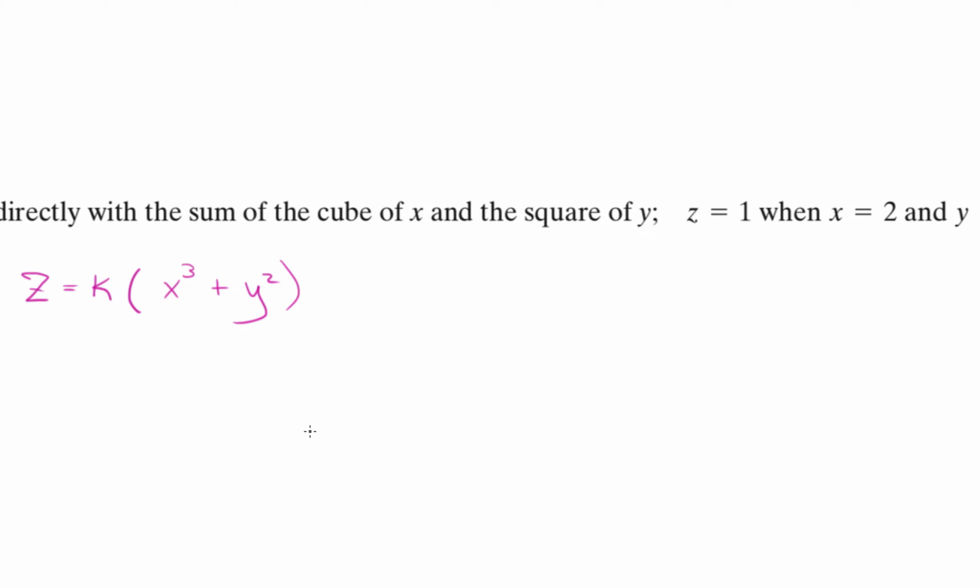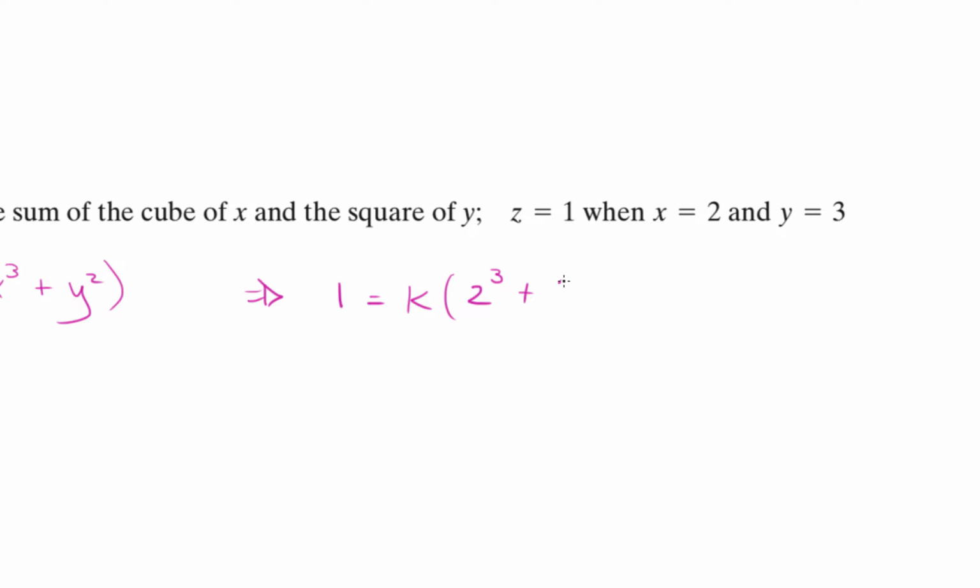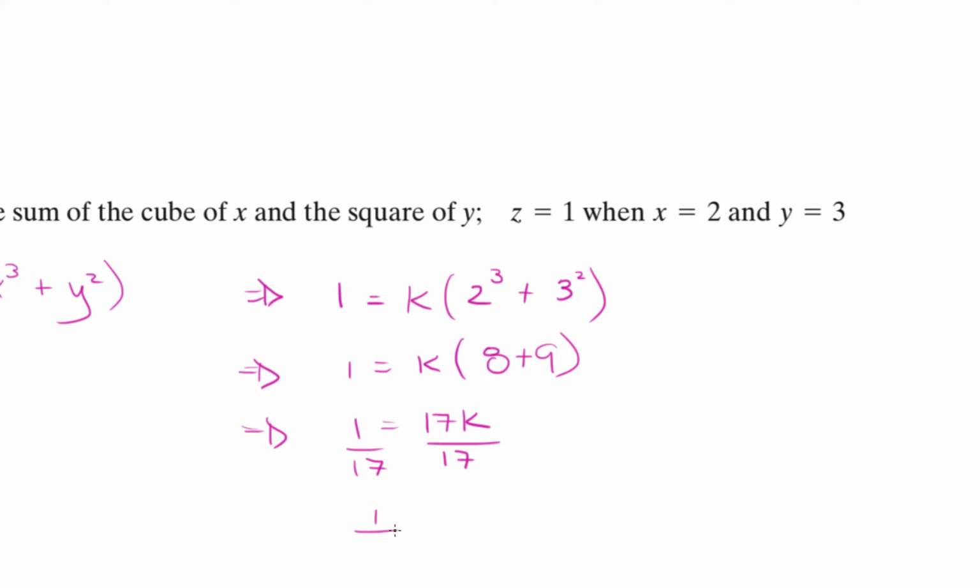So when z equals 1, so 1 equals k times, x equals 2, so 2 cubed, plus, let's see what y is, 3, so 3 squared. Okay, so that implies 1 equals k times, 2 cubed is 8, 3 squared is 9, 8 plus 9 is 17, so 17k. We divide by 17, and we have that 1 over 17 is equal to k.